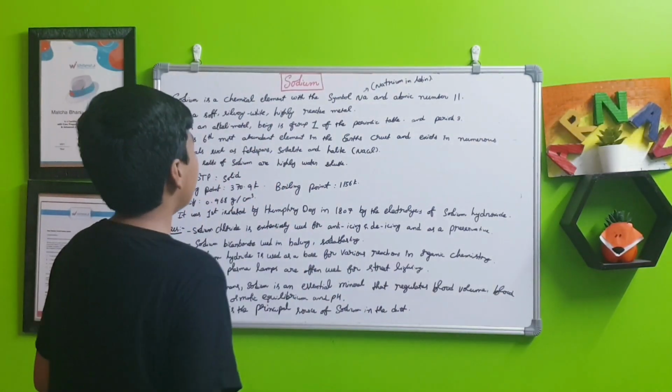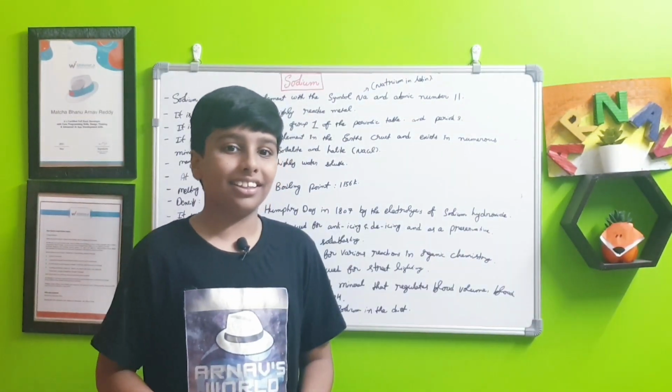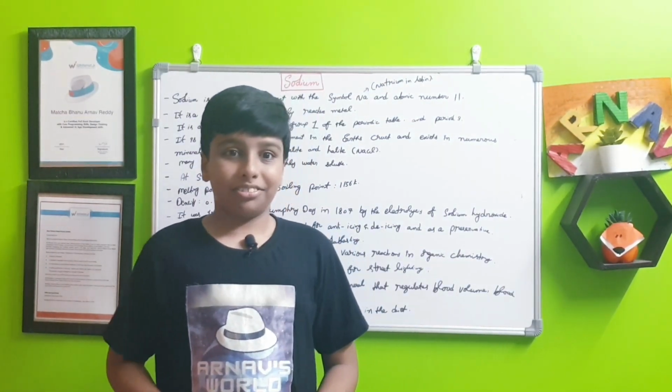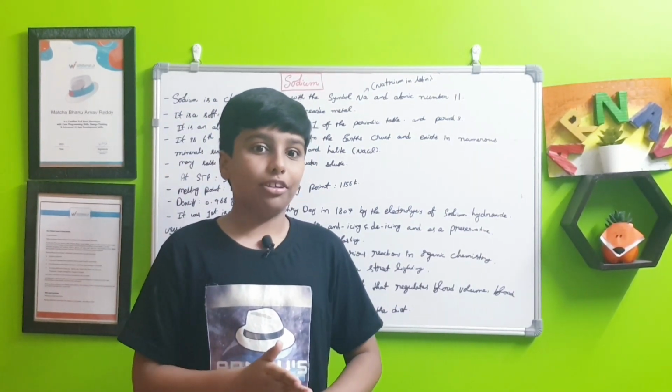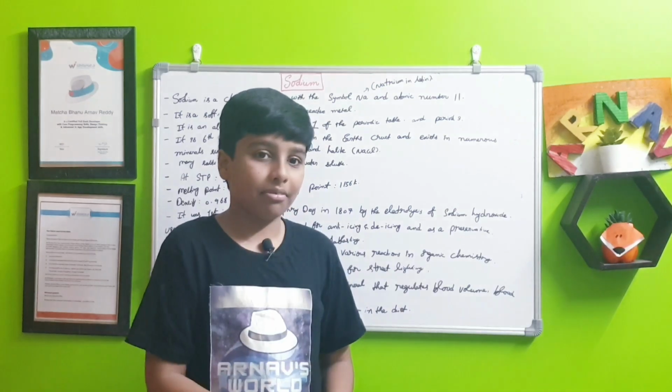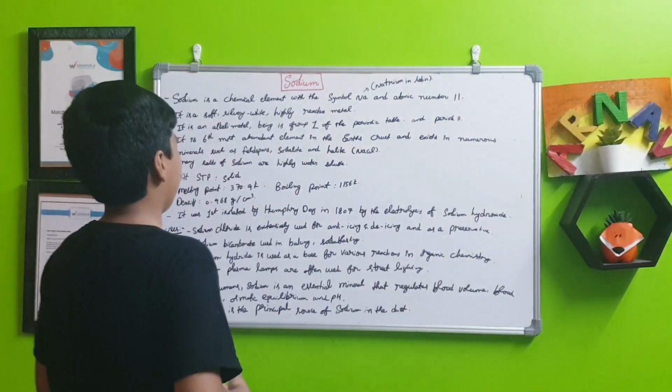So it is a soft silvery white, highly reactive metal, as are all of the alkali metals. All of the other alkali metals are also highly reactive, mostly soft enough to be cut by a knife, but still they are metals. Yes, so very weak metals.